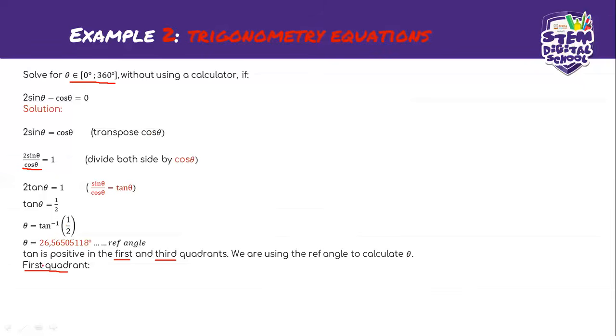So hence we are now putting one. We are now having the first quadrant. Now in the first quadrant, we have 26.565. Already our reference angle lies on the first quadrant. It's less than 90 there. And the third quadrant, we know the third quadrant we have 180 plus. Now it's going to be 180 plus the reference angle. Then our answer is 206.565. That is our final answer. Very simple, straightforward. You just have to understand all these things.